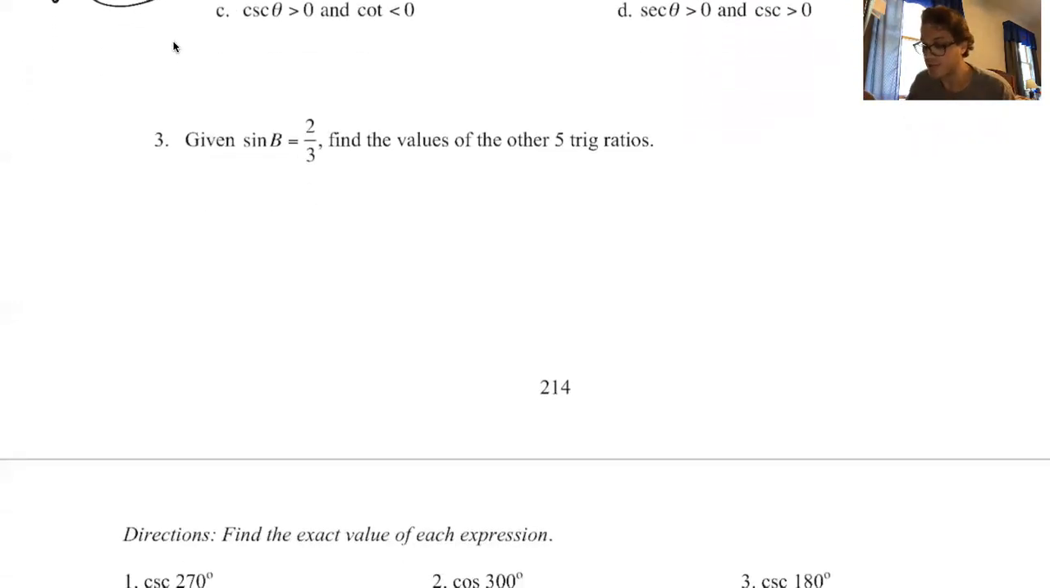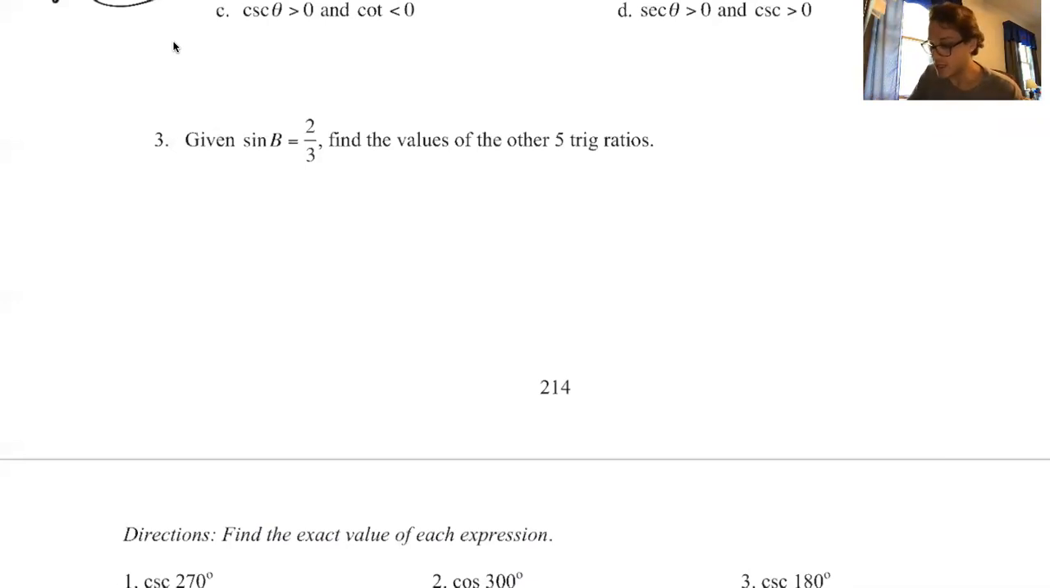Same thing like with problem 3, sine of B equals 2/3. Find the value of the other 5 trig ratios. Well, it might not look like we have all the information here, but we've done problems like this. We've just only found sine, cosine, and tangent. We just have 3 more now. There's not that much work. We just take the answers we would have found and we flip them, right? That's always what we do.